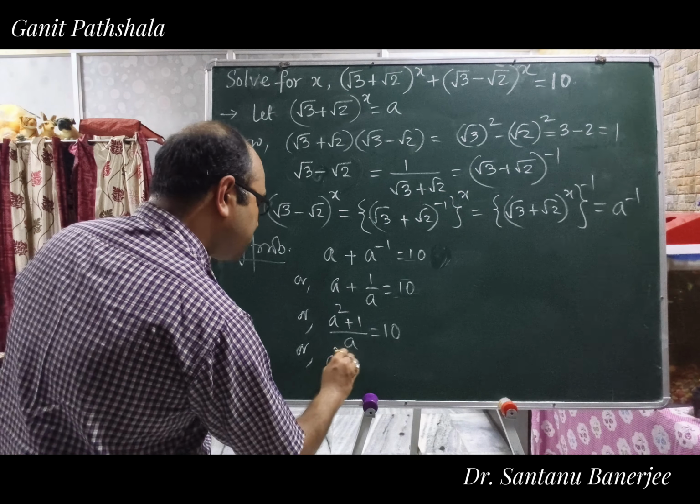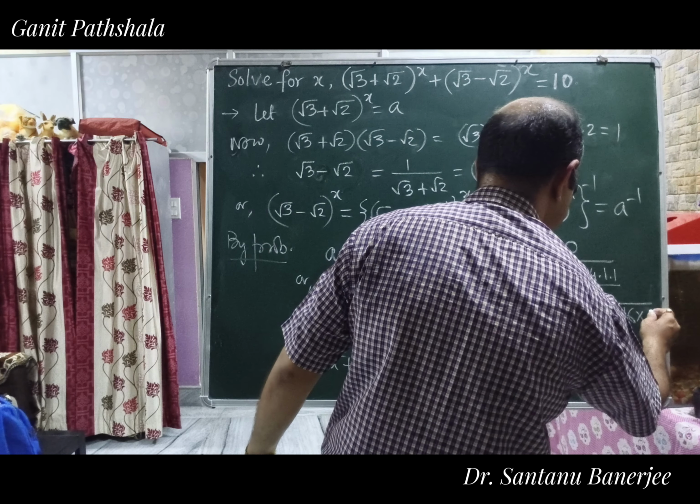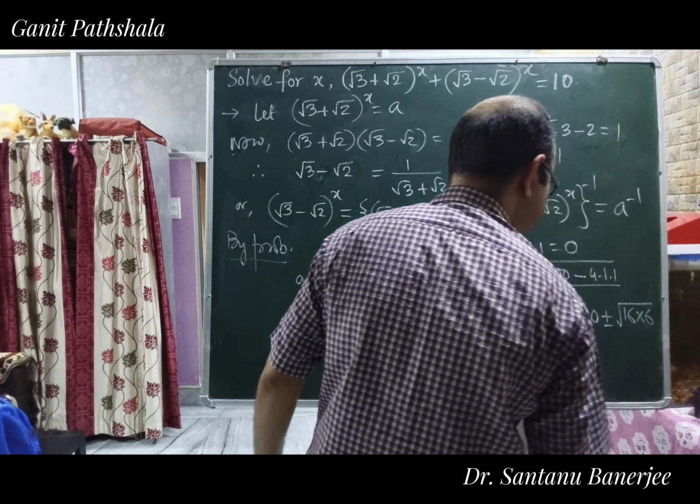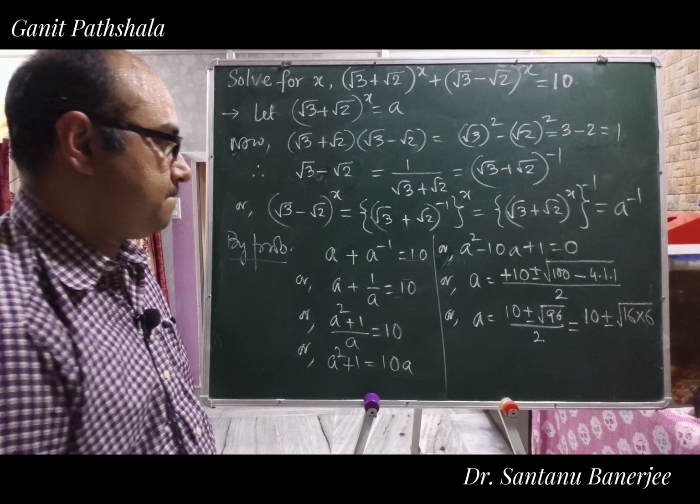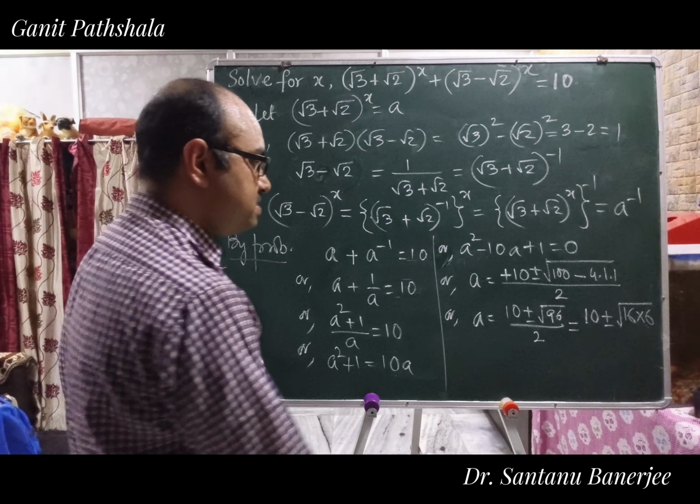See, square root of 96 can be written as 10 plus minus. We can write 96 as 16 into 6. What is 16 into 6? See, 16 into 6 is 96. So you can write this one as 16 into 6.